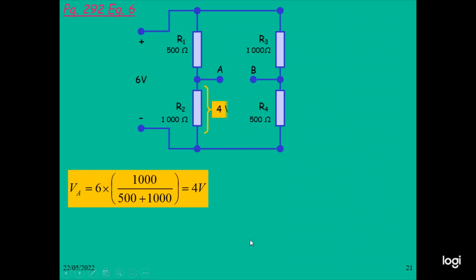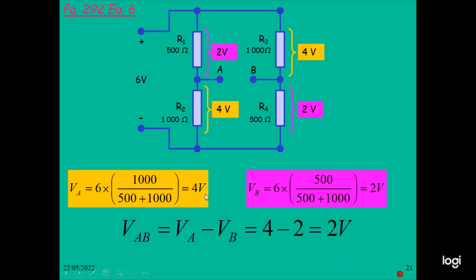So we also need to calculate the voltage V4. In this case, the supply voltage is 6 volt, and you see the voltage across this one is the 1000 multiplied by the combination of the two resistances, you get 4 volt. And VB also is calculated. The supply voltage is 6 volt multiplied by 500 divided by 500 plus 1000, you get 2 volt. And VAB also needs to be calculated. That will be VA minus VB. So VA and VB, 4 minus 2, you get 2 volt.